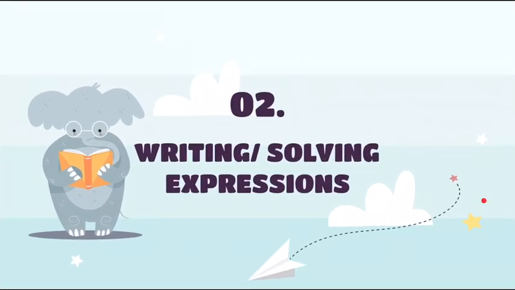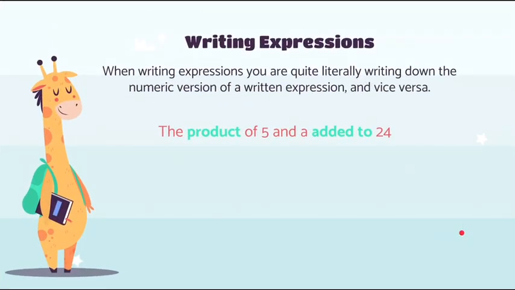Writing and solving expressions. When writing an expression, you are quite literally writing down the numeric version of a written expression and vice versa. When looking at an expression, you must pay attention to some key words. So we can see the product of 5 and a added to 24. The word product, what does that tell you? As you may already know, the word product indicates that you will be multiplying in the expression.